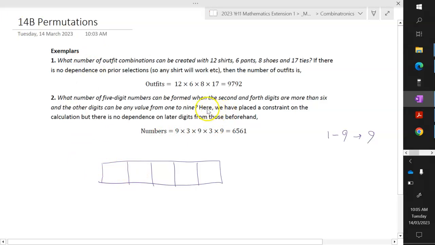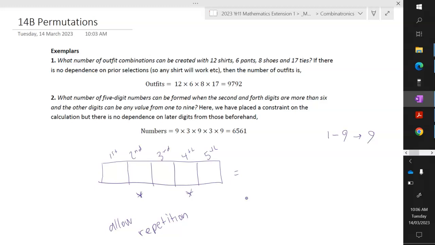So it says here we have placed a constraint on the calculation, but there is no dependence on the later digits from those beforehand. So let's have a think again. What number of 5-digit numbers? So we've got our positions here for our 5-digit numbers can be formed when the 2nd and 4th digits, we'll call that our 1st, our 2nd, our 3rd, our 4th, our 5th, when our 2nd and 4th digits are more than 6, and the other digits can be any value from 1 to 9. In this case, we can allow repetition because it hasn't told us that we can't.